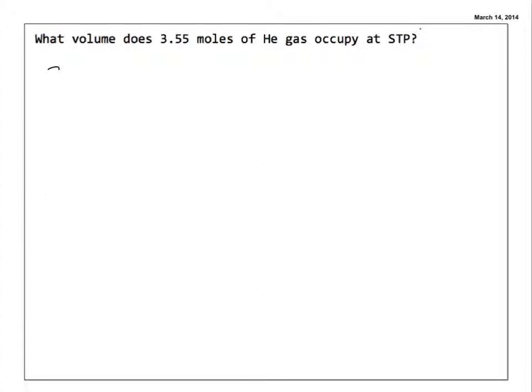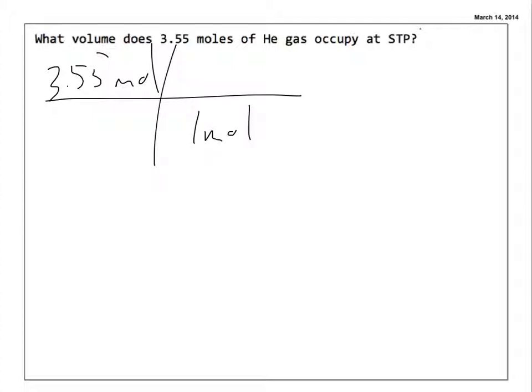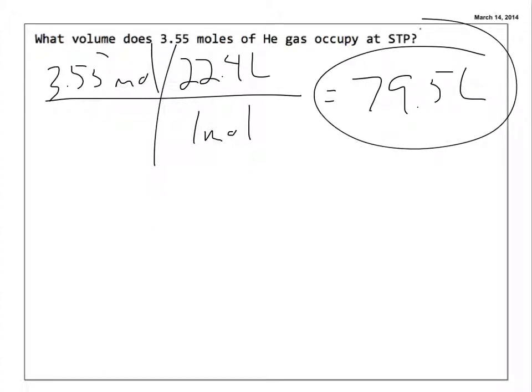So 3.55 moles times 22.4 liters over 1 mole is 79.5 liters. So that's how much volume 3.5 moles of helium would occupy at standard temperature and pressure.